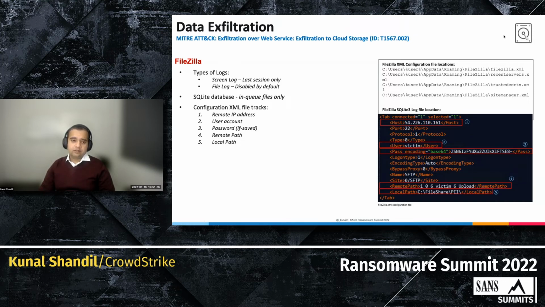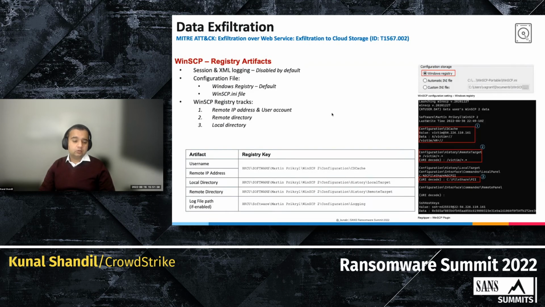Apart from FileZilla, threat actors also use another tool, which is WinSCP. WinSCP is a popular free and open source tool used for file transfer and can be used for lateral movement as well. There are two types of log which WinSCP generates, and unfortunately, both of them are disabled by default. However, there are a few configuration files which are generated whenever WinSCP is executed on a system. These are stored either in the registry or in a separate INI file.